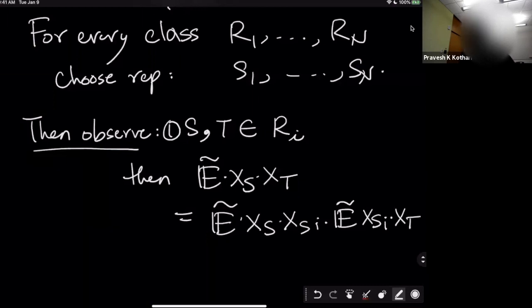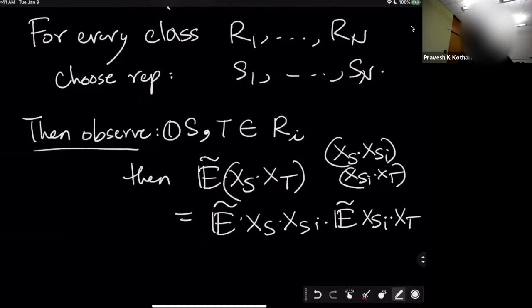Still good? This is because I can write the monomial x_s times x_t as x_s times x_si and x_si times x_t. The way my procedure gave them values was: I can derive the monomial x_s times x_t by taking the XOR of x_s times x_si and x_si times x_t, right? Both of them must be derived because s and si are in the same class and si and t are in the same class. And so I must give them, in fact, a value which is the product of the values I gave to these individual monomials. Still good? Okay, very good.